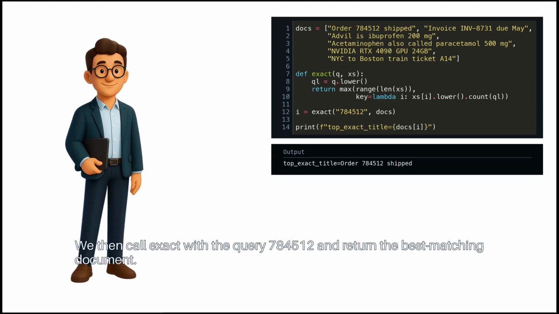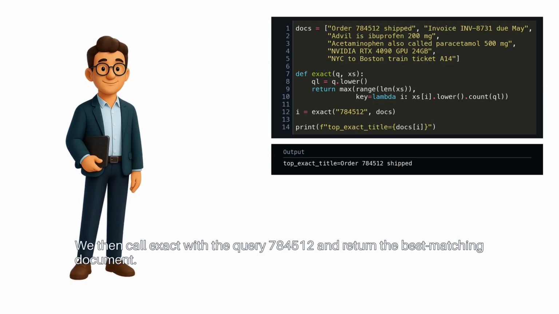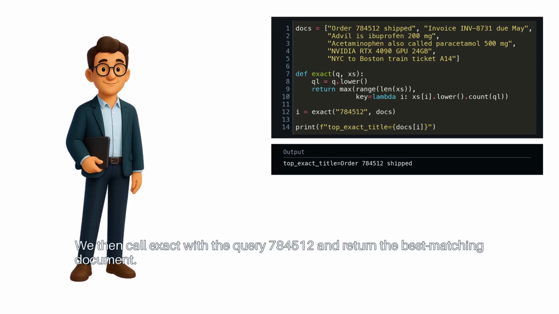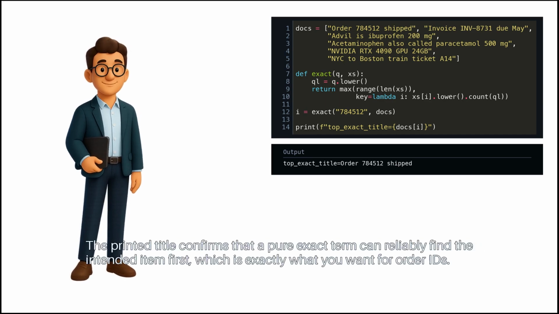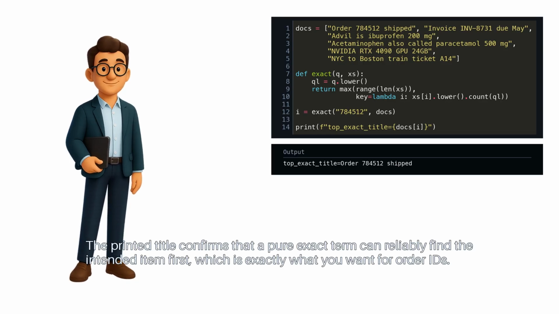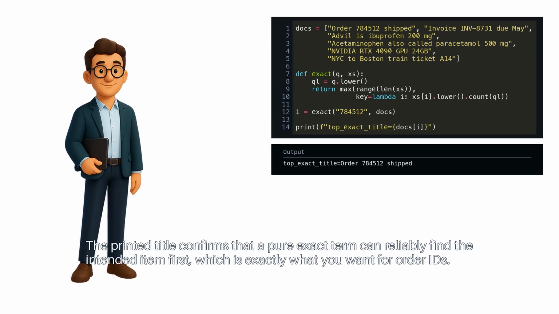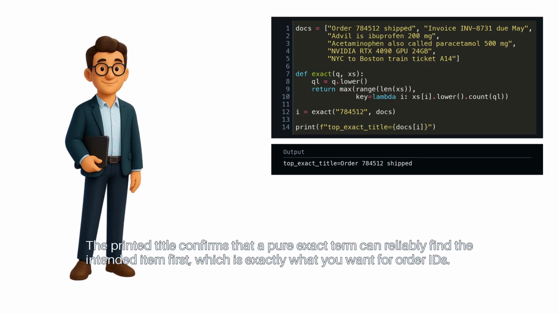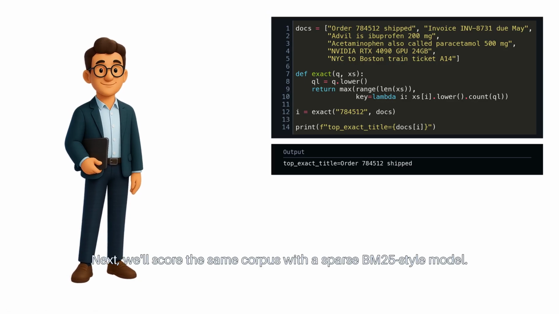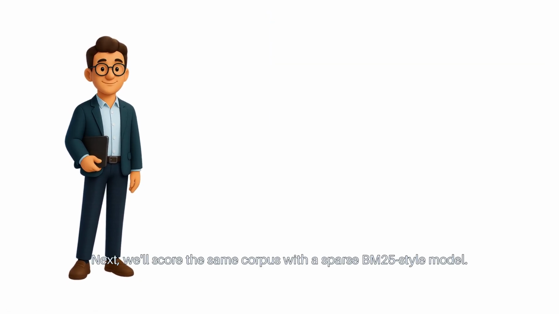We then call exact with the query 784512 and return the best matching document. The printed title confirms that a pure exact term can reliably find the intended item first, which is exactly what you want for order IDs. Next, we'll score the same corpus with a sparse BM25 style model.